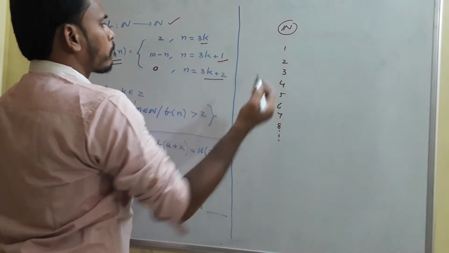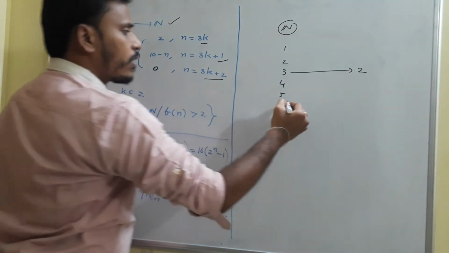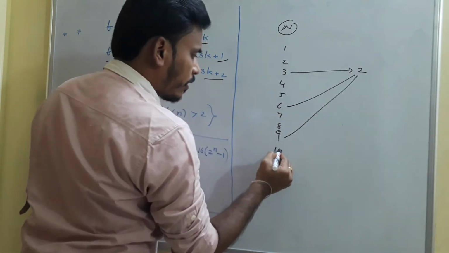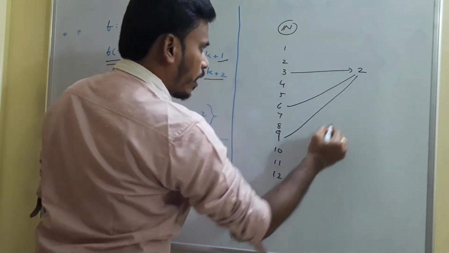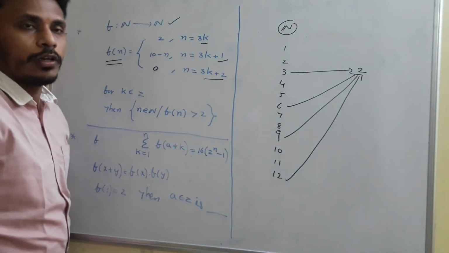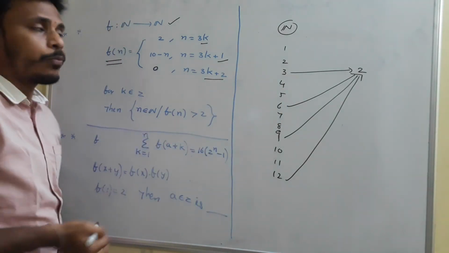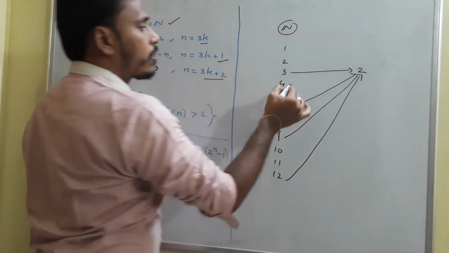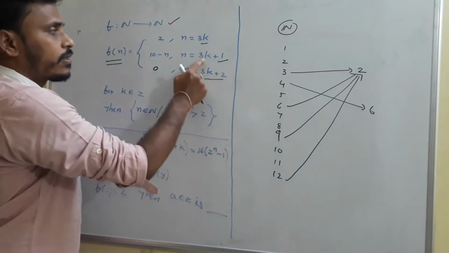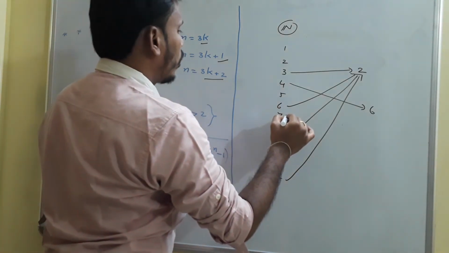If it is a multiple of 3, you need to connect 3 to 2, 6 to 2, 9 to 2, 12 also to 2. You need to connect all these multiples of 3 to 2 only. Whereas for 3k plus 1, suppose the input is 4, 10 minus 4 is 6, so you need to connect 4 to 6. And then 3k plus 1 is 7, 10 minus 7 is 3, so you need to connect 7 to 3.